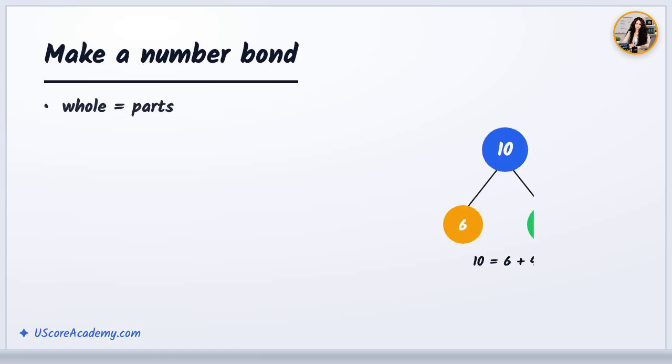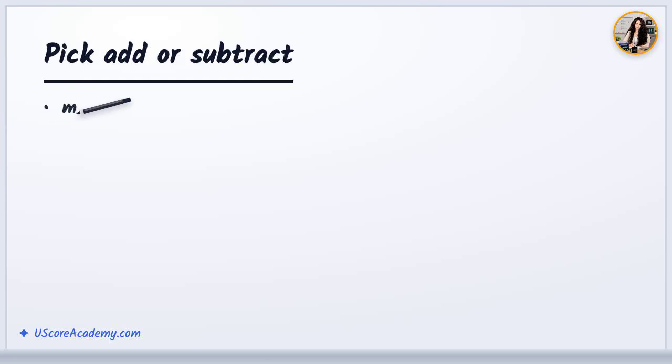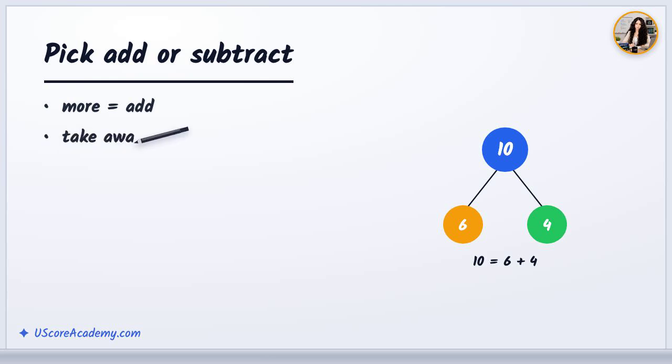A number bond shows how parts join into a whole. We can draw one to plan each step. It helps us decide when to add and when to subtract. For each step, ask what happened. If we got more, we add. If something left or was taken away, we subtract. Match the words to the right action.